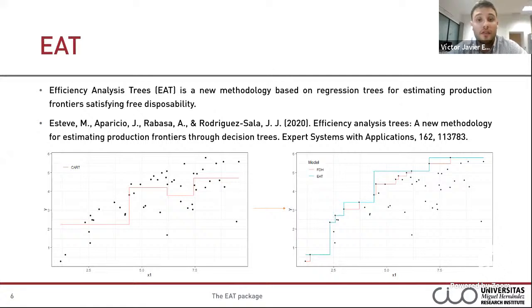Now we introduce Efficiency Analysis Trees. It is a new methodology based on regression trees, that is CART, for estimating production frontiers satisfying free disposability. And why do we base our approach on CART? Well, if we observe the left-hand image in the slide, we can see that the predictor in regression trees has a step shape like FDH.